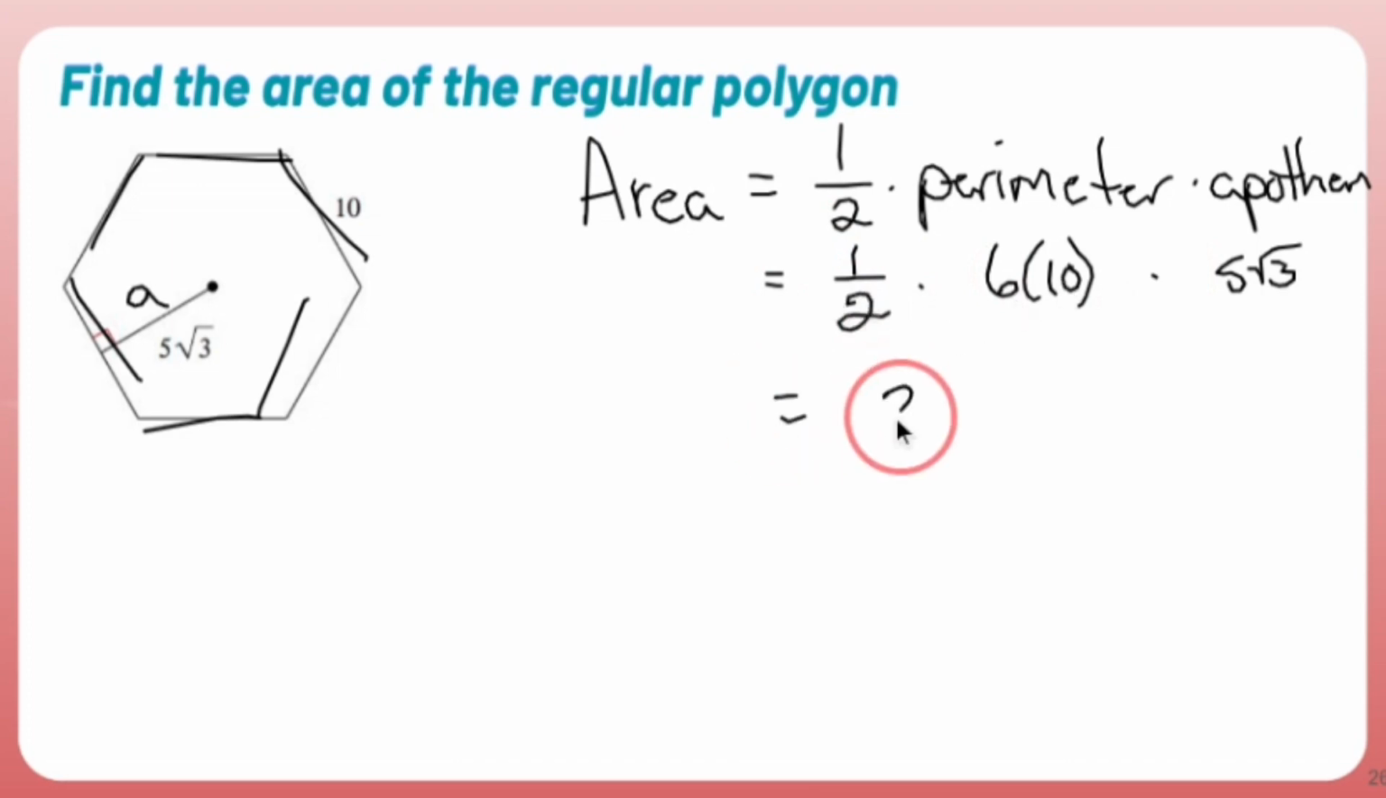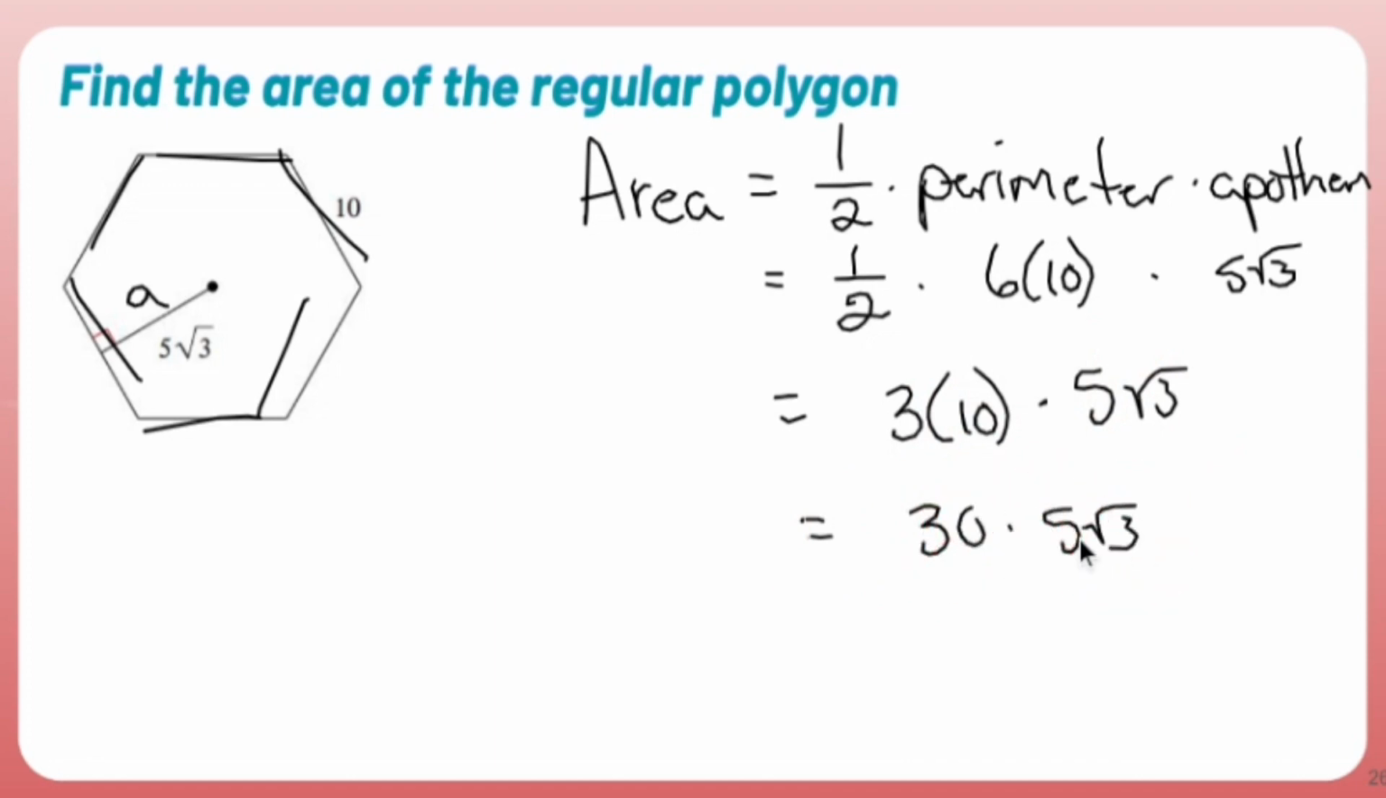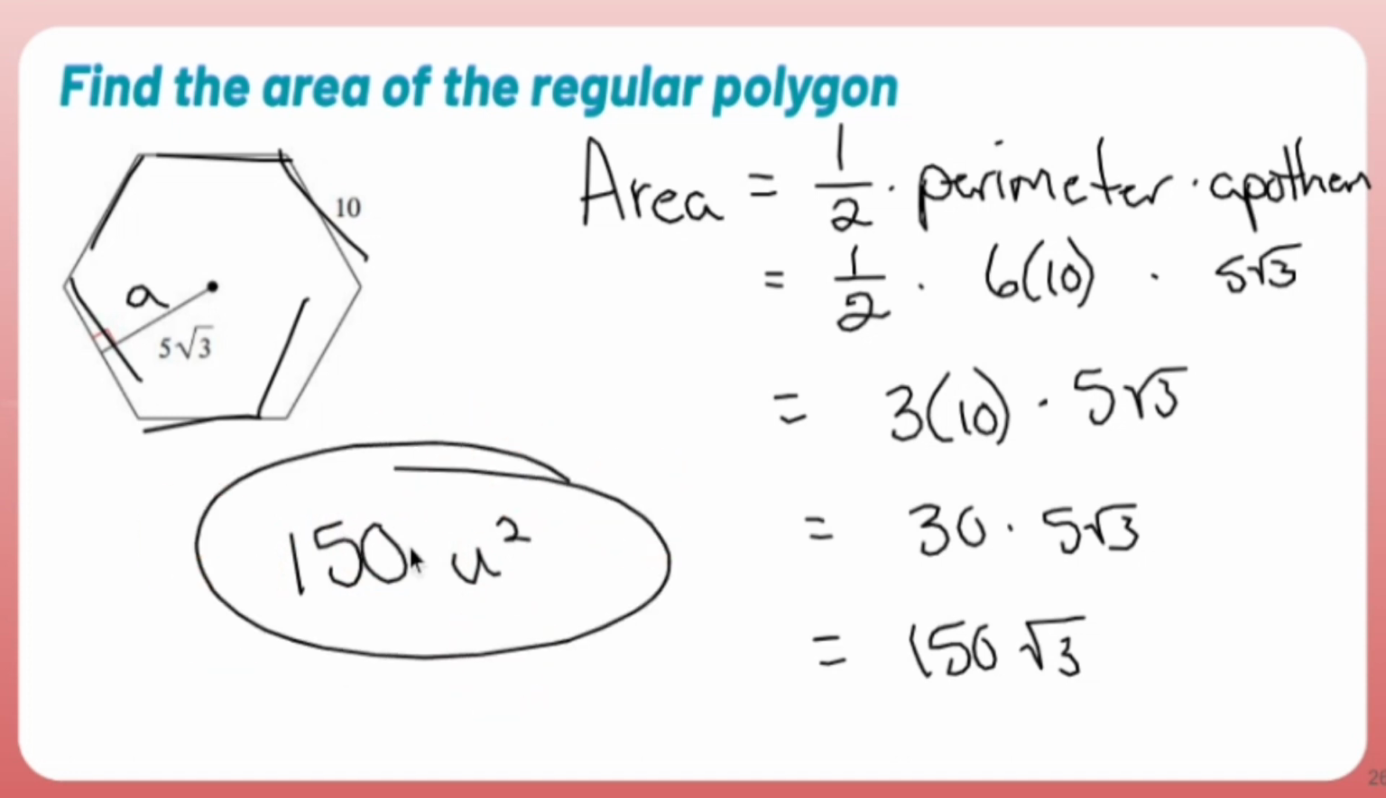So I should be able to do this without a calculator. 1/2 times 6 is 3. So I have 3 times 10 times 5√3. 3 times 10 is 30. So 30 times 5√3 is going to be 150√3. I don't have any units, so I could say units squared. All right, so that's how you do it. Can't forget √3. Ooh, that was a close one.